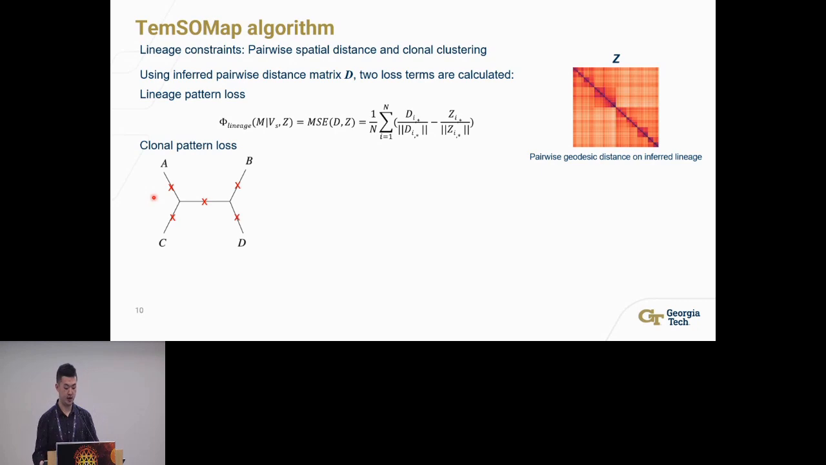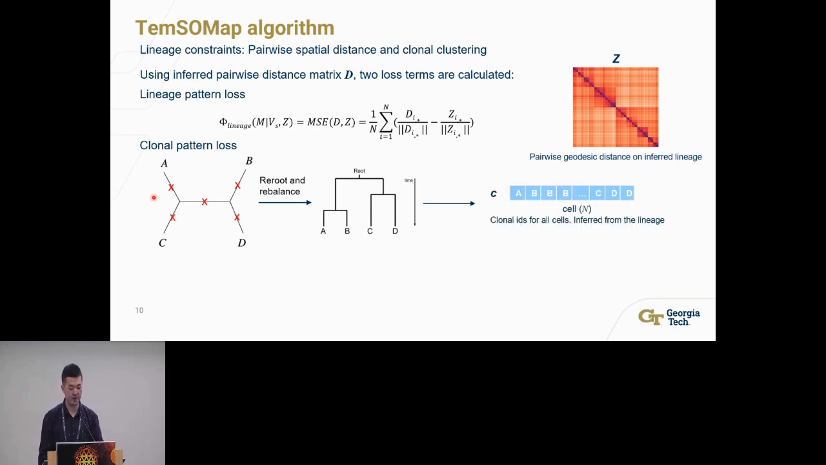So let's say this is an output from a neighbor joining tree, which can be unrooted. At all those 5 red axes, you can treat them as a root node, which will result in different shapes of the tree topology. In order to obtain better clonal patterns, we are going to perform a reroot and a rebalance of the tree to find the best clonal markers. In the end, we have this 1D vector that represents the clonal IDs of the single cells. So this is kind of like a clustering of the cells. And we incorporate a clonal pattern loss by calculating the sum of the intra-clone distances, and we try to minimize this too.